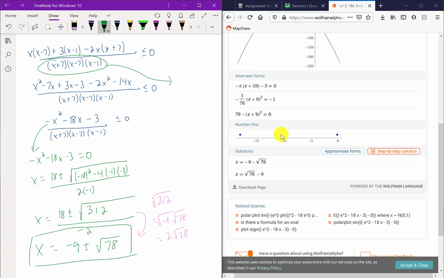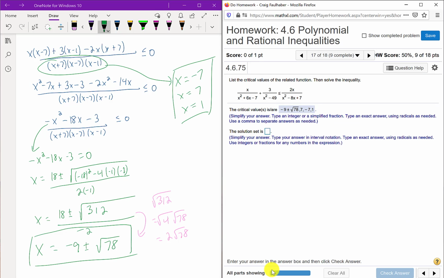Fortunately, those are going to be much easier. Set that denominator equal to 0, and you're going to get x equals -7, x equals +7, and x equals 1. And if you enter these answers into my math lab, there they are. Those are the critical values. We have 5 of them total, 3 here and 2 here.